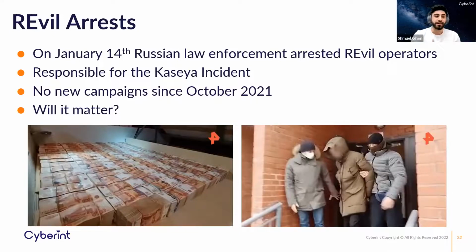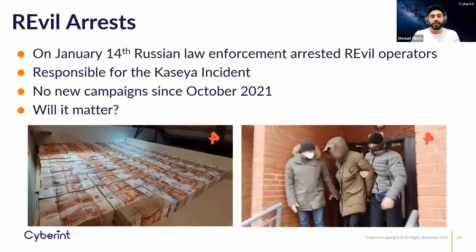And REvil was the major case, the one everyone knows from the Kaseya incident. At first it was compared to the SolarWinds incident we had, but it wasn't the same scale or the same damage, though it was still pretty big. From the point the Kaseya incident happened, REvil drew a lot of heat, and there were several arrests throughout 2021, even regardless of this case of REvil.